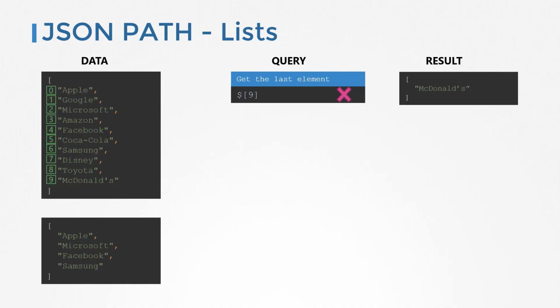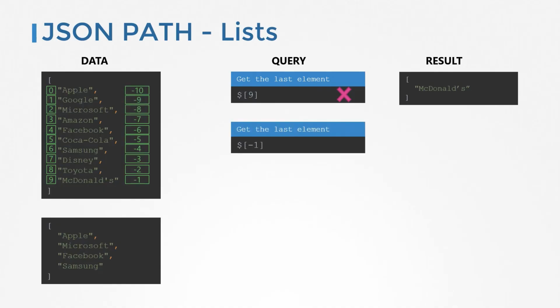Just like how you have indexes starting at 0 from the first item in a list, you also have indexes starting at -1 from the last item in the list. The last item is always at -1, no matter how many elements are in the list. So to always get the last item, you could say $[-1].